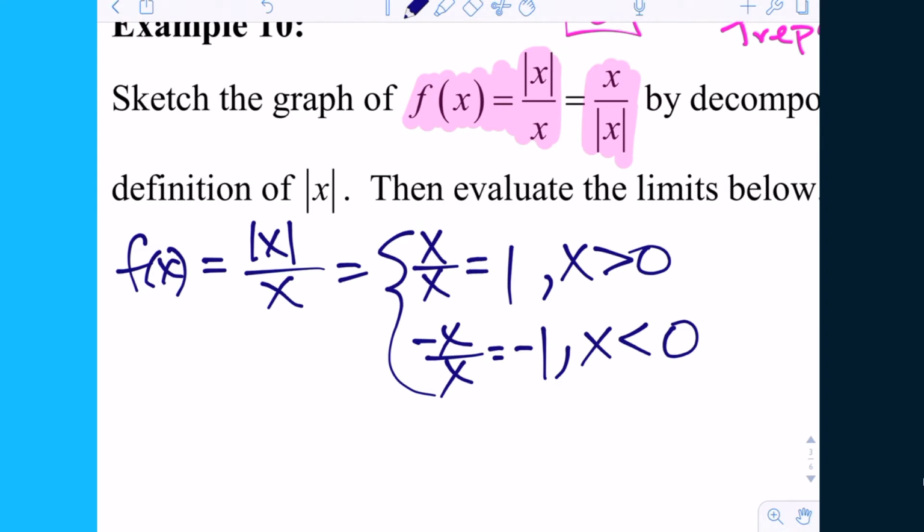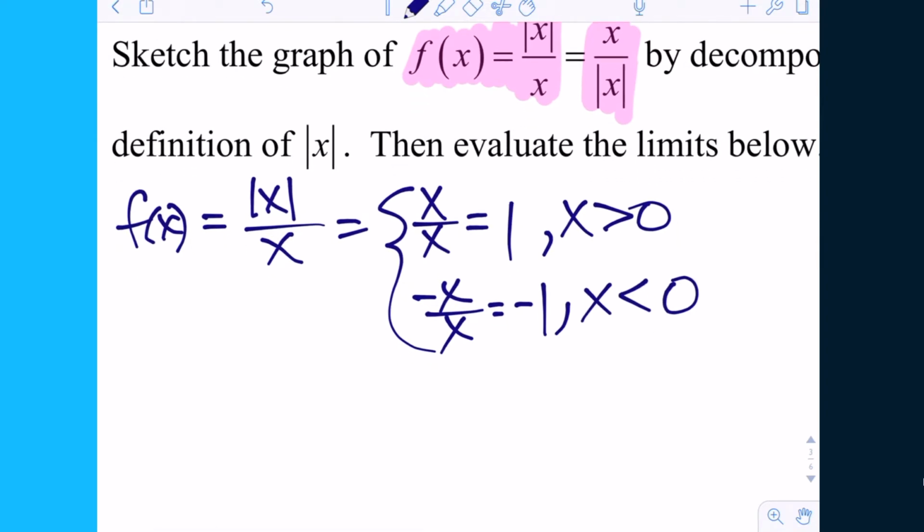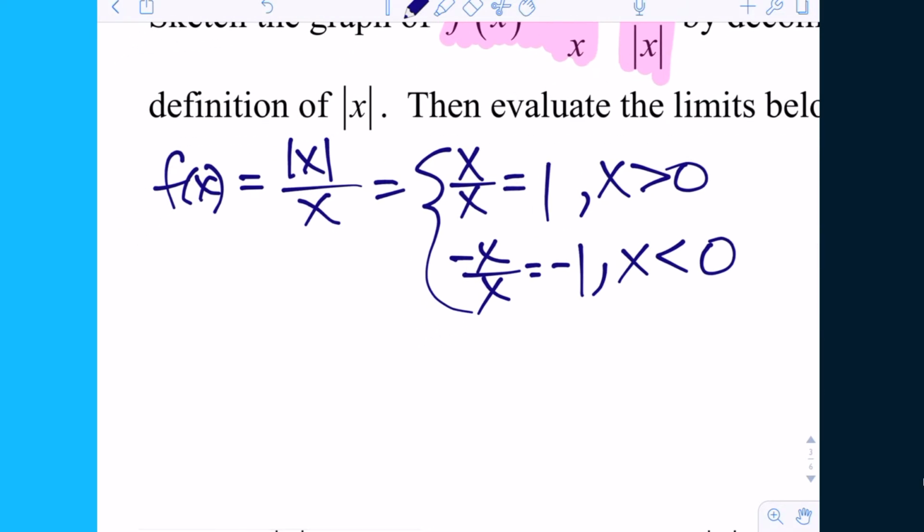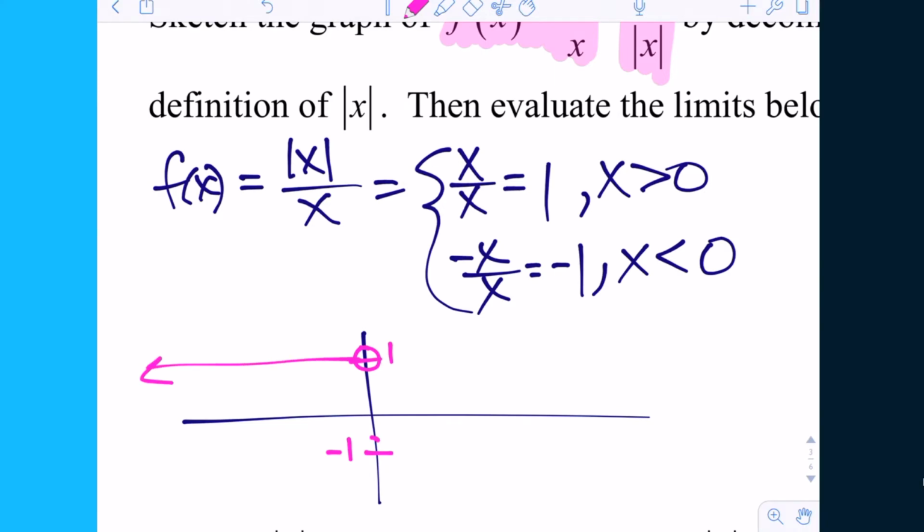So this is a real easy piecewise function then. It's 1 to the right of 0 and negative 1 to the left of 0. And if you want to sketch that, it looks something like this. Here is 1, here is negative 1. It looks like this to the left, looks like this to the right. It's two horizontal lines, and it jumps from positive 1 to negative 1 at x equals 0. Did I do that right? I did that wrong, didn't I? I did that wrong. That would be negative Jumpman.